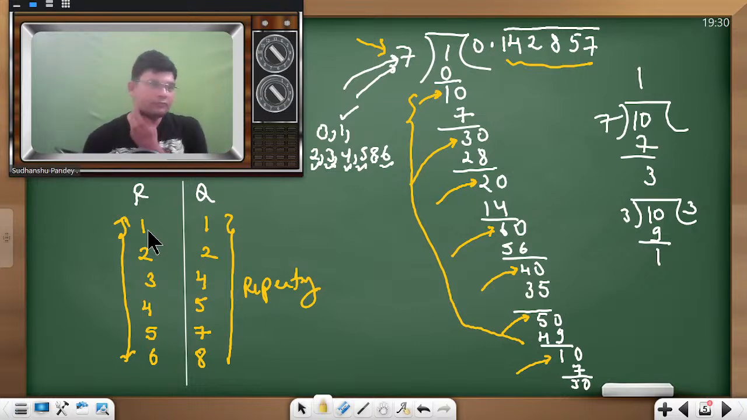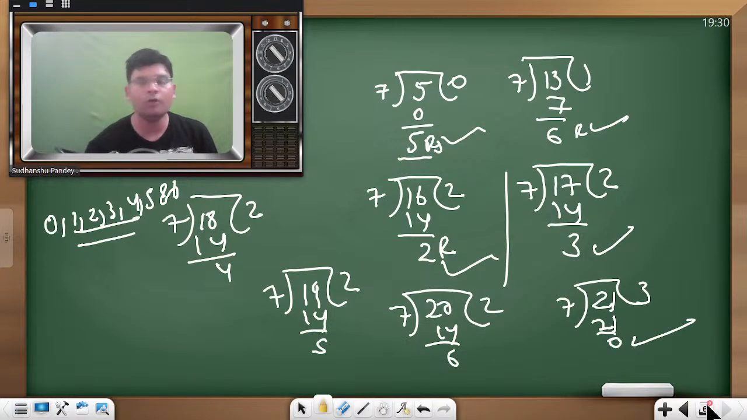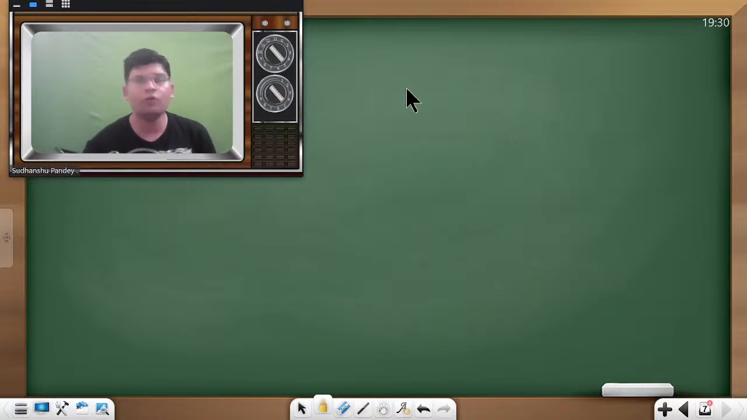Yes, sir. Now what happens if the divisor keeps on changing? Like in the last class, I told you about how to find the square root of any number which is not a perfect square. Let us suppose that we are going to find the square root of 22.